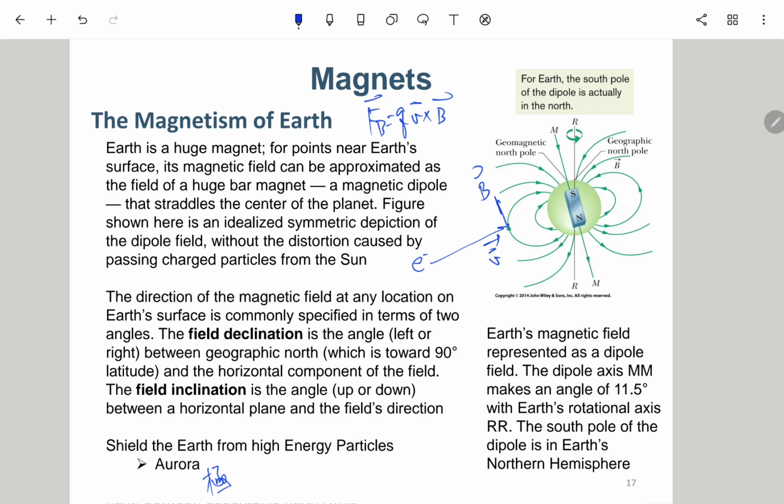Okay, so in that case, the charge will turn into the page and then go away. So it will not directly shoot to the Earth. Even if you are slightly higher or lower, more north or south, it is still okay.